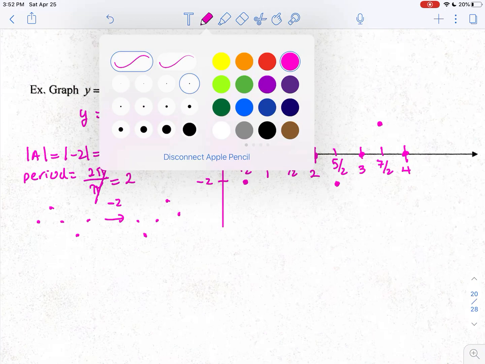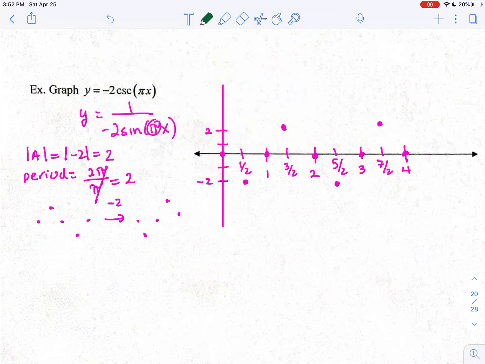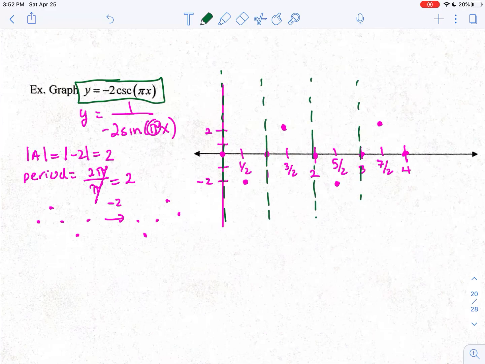We're going to switch colors now. And we're going to graph its reciprocal, y equals negative 2 cosecant of pi x, by putting vertical asymptotes through all of my x-intercepts. And then from there, you're concave up, concave down from the 2s and negative 2s. So we get our final graph has 2 periods.